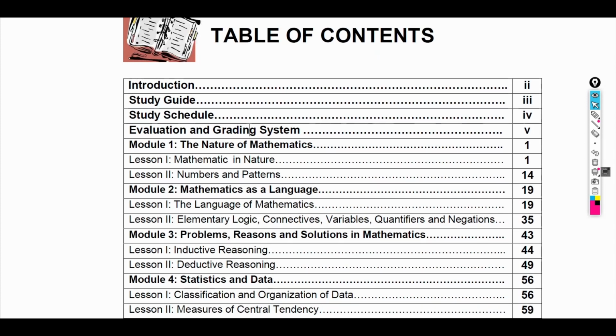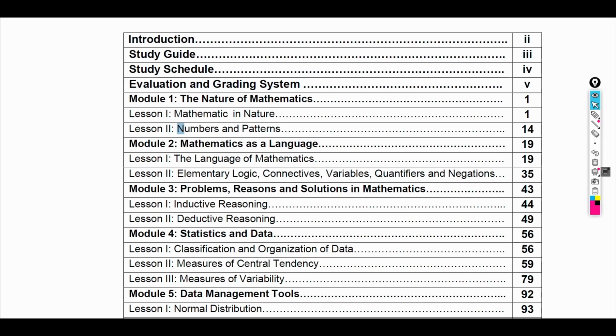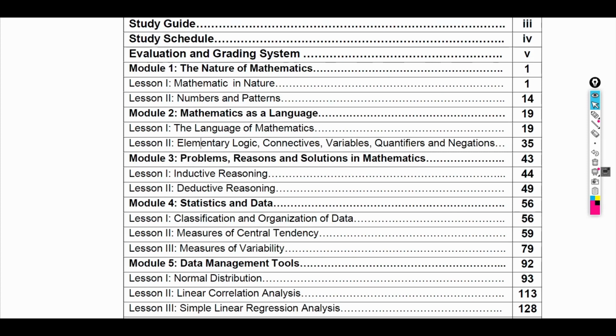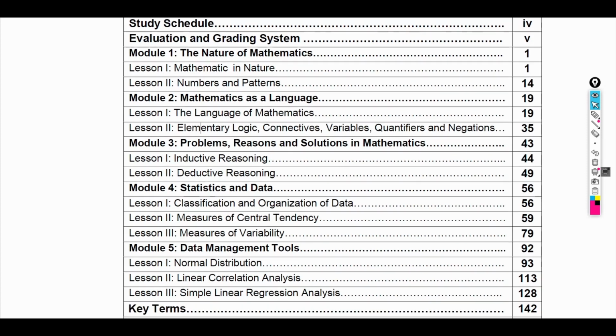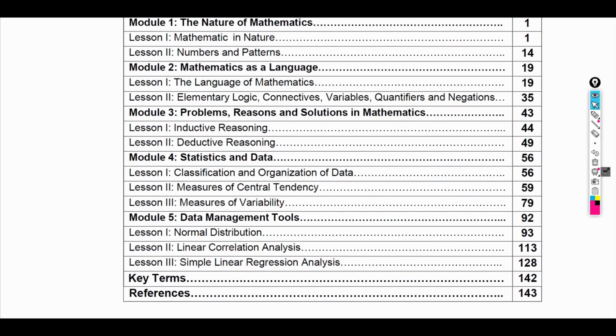50%. Module 1, the nature of mathematics, covers 2 lessons, already discussed previously. Module 2, mathematics as a language, also covers 2 lessons. Module 3, problems, reasoning, and solutions in mathematics, covers 2 lessons. Then module 4, statistics and data, will cover 3 lessons.